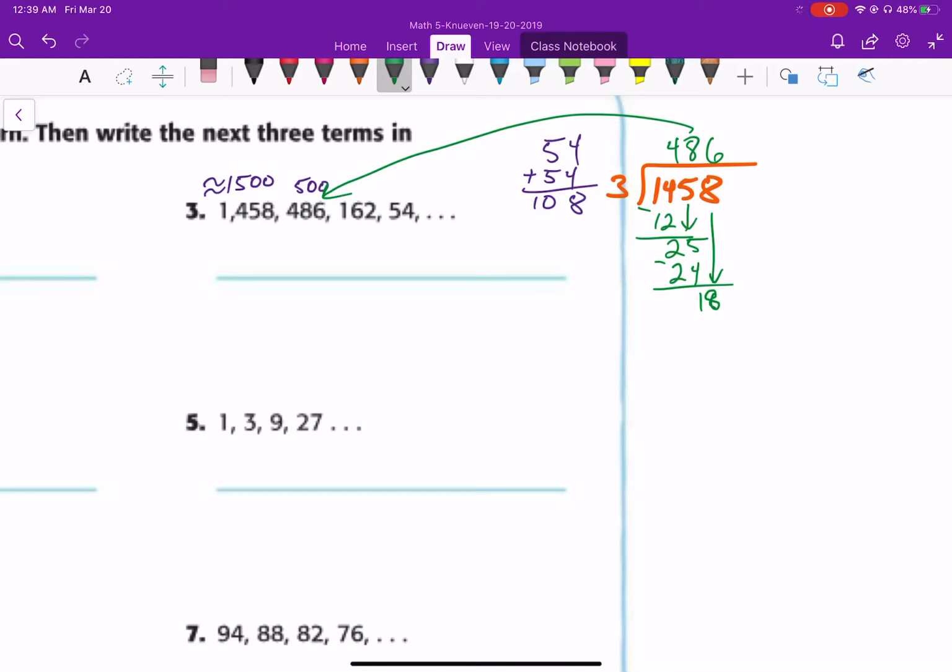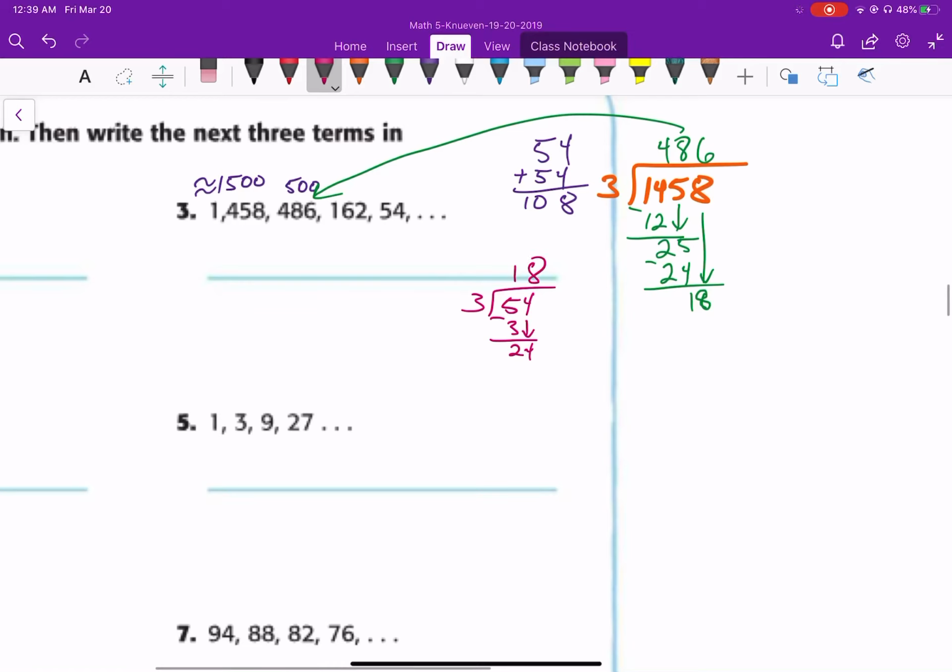So let's do that. So 54 divided by 3. 3 goes into 5 once. I subtract, I get 2, bring down my 4. 3 goes into 24, 8 times. So my next number is 18. Now, 18, this should work out a little bit easier. I know my facts at this point a whole lot better. 18 divided by 3 is 6. 6 divided by 3 is 2. Beautiful.